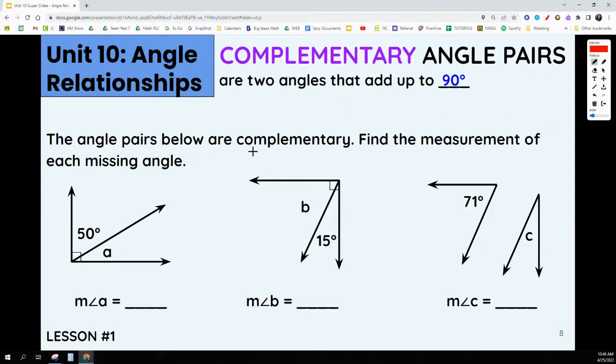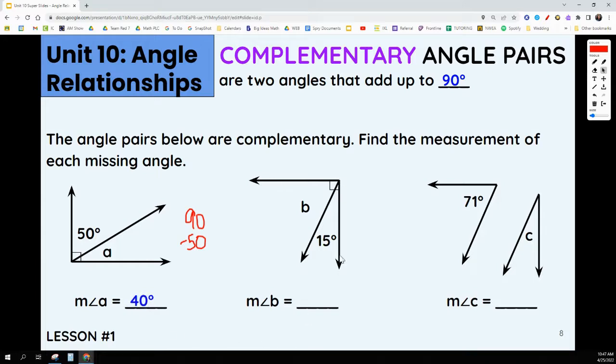The angle pairs below are complementary. Find the measurement of each missing angle. So here's the first pair of complementary angles, and they're asking for the measurement of angle A. So if this whole thing is 90 degrees, what is 90 degrees minus 50 degrees? It is 40 degrees. So the measurement of angle A has to be 40 degrees.